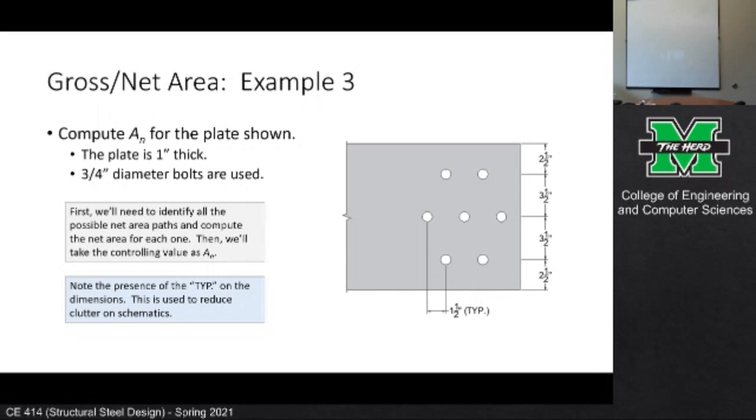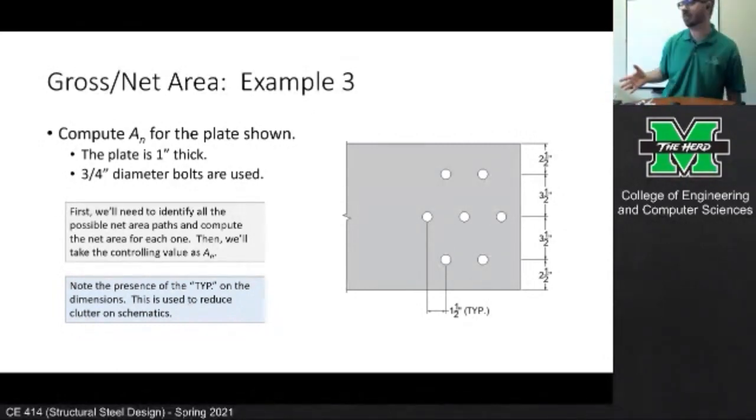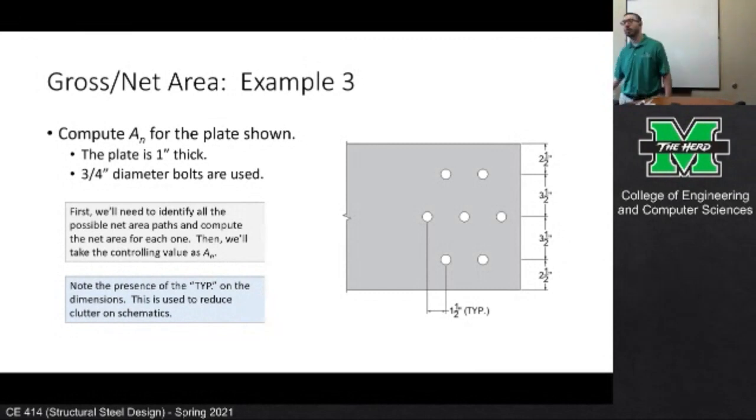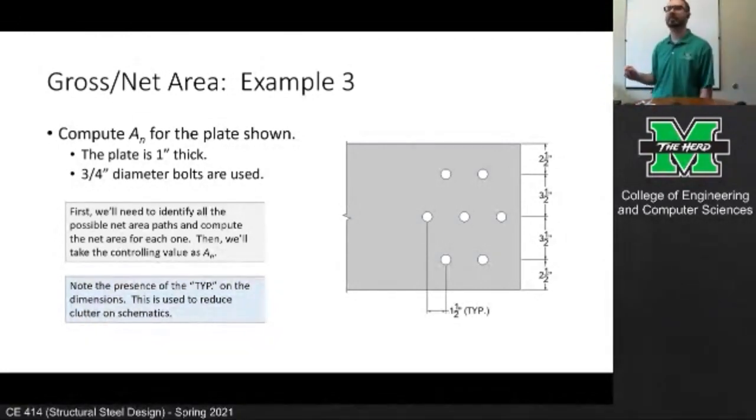Now, I want to mention a couple of things about the diagrams here. Number one, because of the way that this connection is proportioned, we're actually going to compute multiple net areas. We're not going to compute one, we're going to compute a few. I think at least 3 of them. We're going to compute all of them, and then take whichever one controls. We'll talk about what that means in a bit.